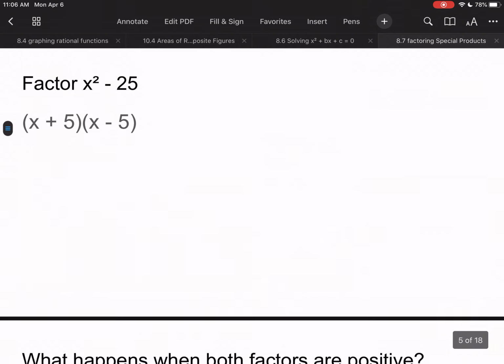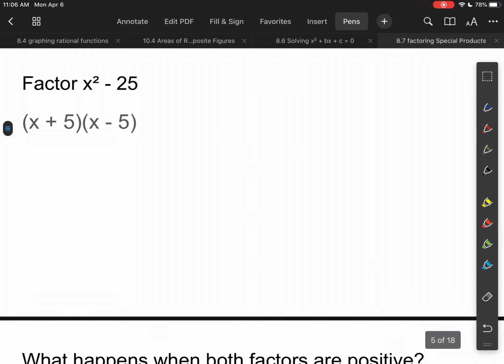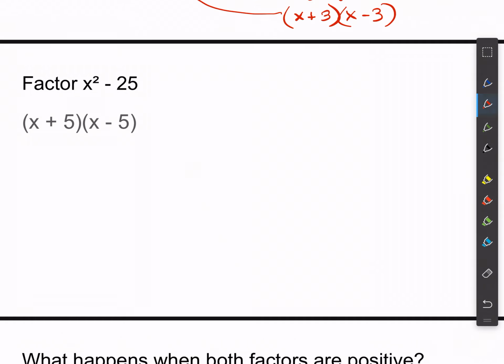So let's scroll down to this guy. It says to factor x squared minus 25. When I go to factor this thing, I'm noticing that this is a difference of squares.